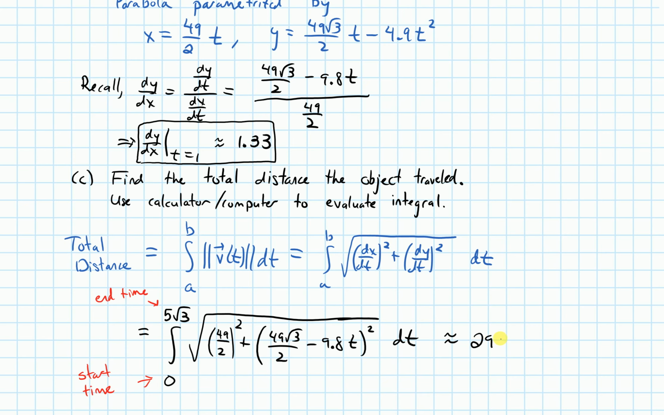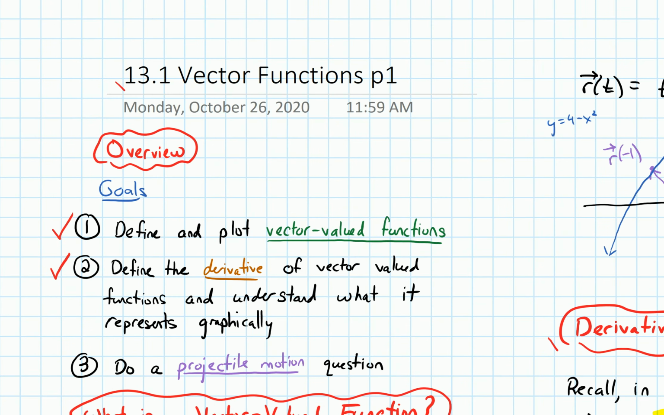This is 292.84 meters. Okay, so that is the total length of this parabolic arch. All right, so in terms of our goals for this section, we have now done an example involving projectile motion using these vector functions.